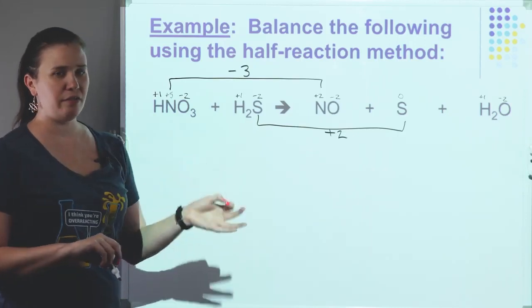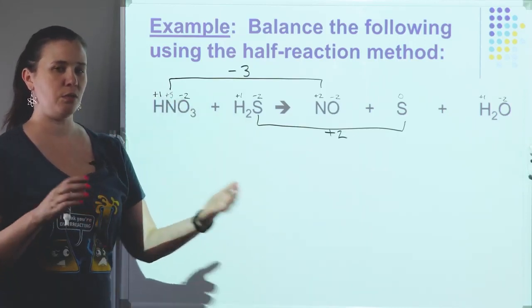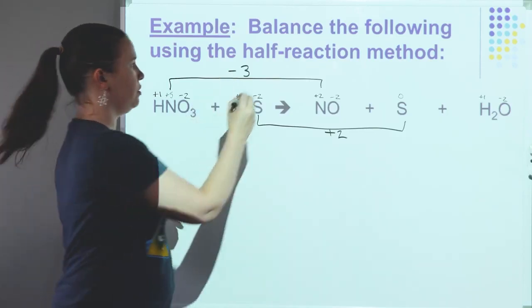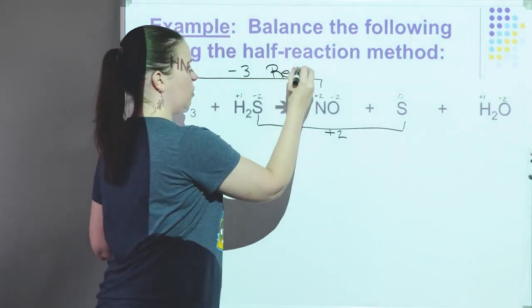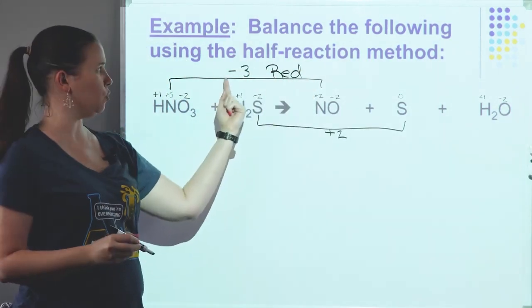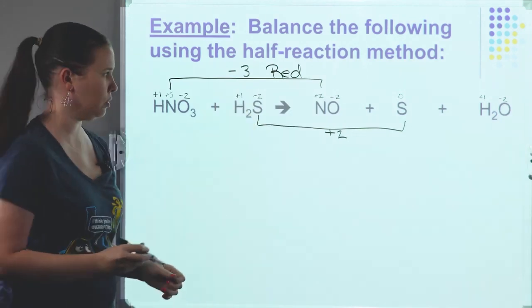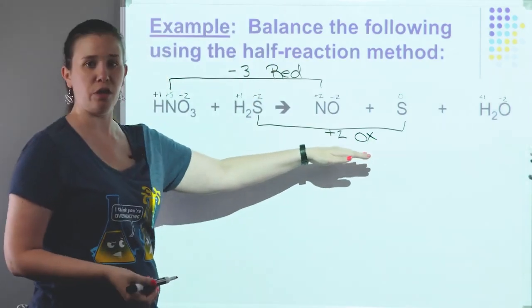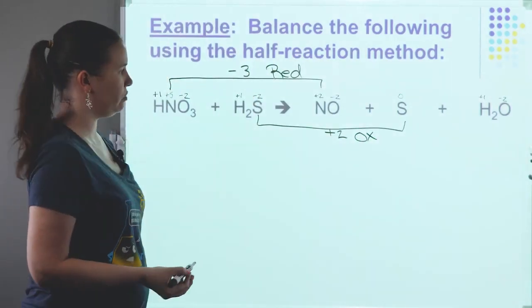Now, we have to identify which one's oxidation and which one's reduction, so that we can put the electrons on the right side. The negative is always the reduction. Reduction is gain. I've gained more electrons, decreasing my oxidation number. Whereas the positive would be the oxidation. Oxidation is a loss. Losing electrons makes it more positive.